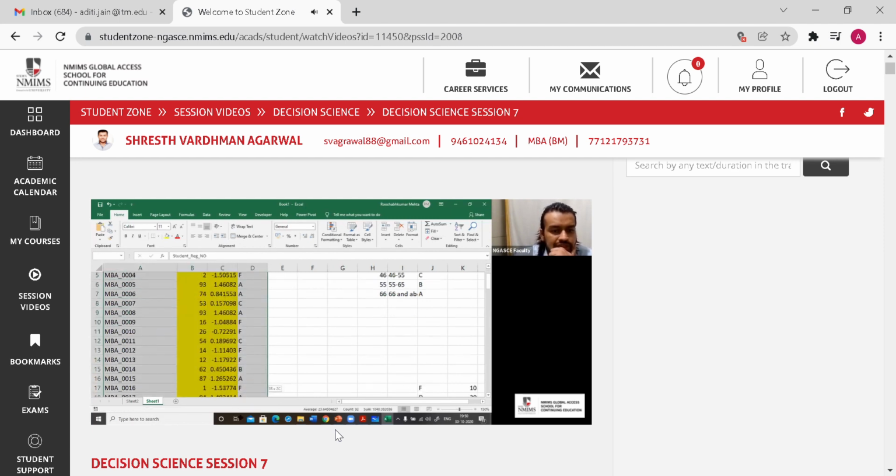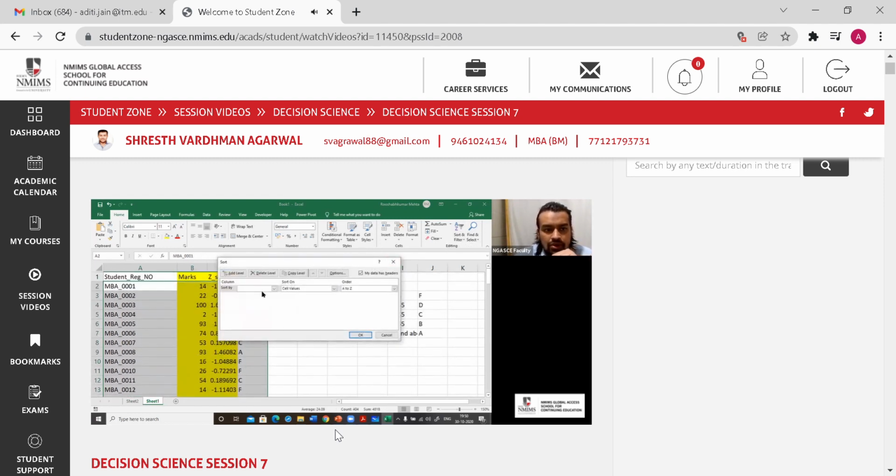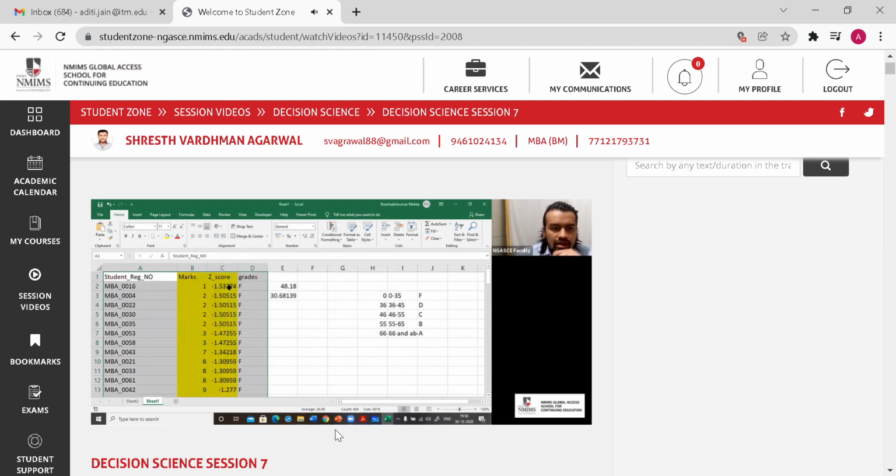Let me sort this data as per the lowest marks to the highest marks. Sort this data based on the marks, lowest to highest. Can you observe the lowest possible? This is a standardized value. Try to understand the concept. I'm considering each observation, subtracting the average value from it and dividing by the standard deviation.